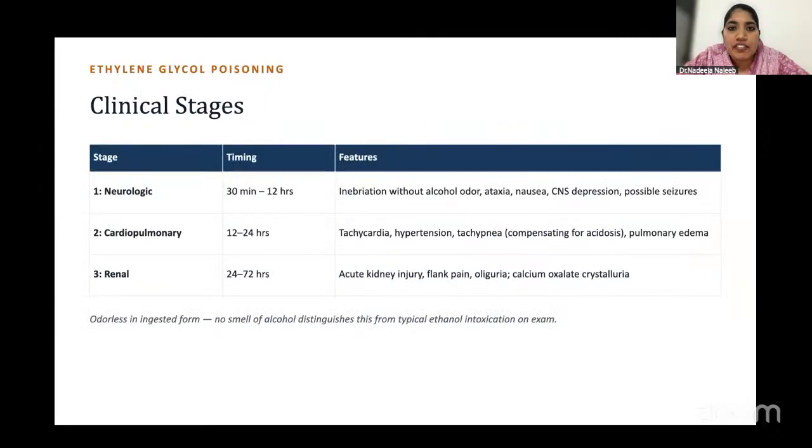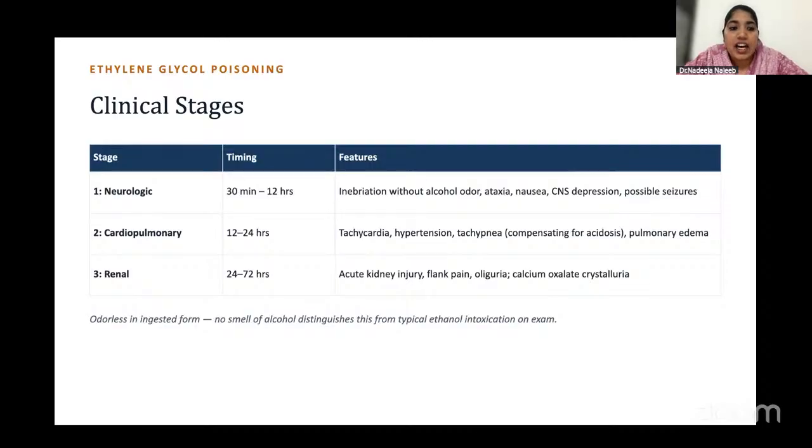The clinical stages of ethylene glycol poisoning. First is the initial neurological stage, appearing at 30 minutes to 12 hours. Patient appears inebriated without alcohol odor. That is the distinguishing feature: without alcohol odor, ataxia, nausea, CNS depression, and possibly seizures.